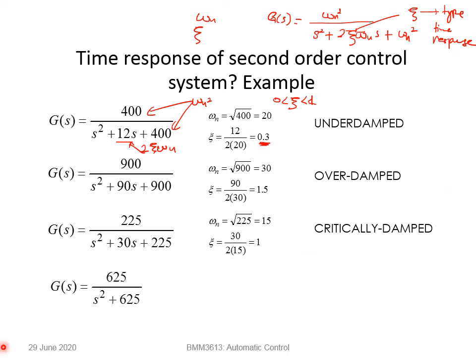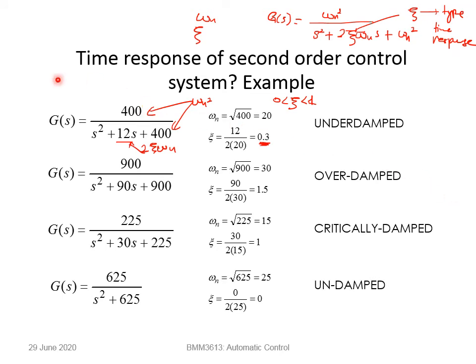And then finally, of course, this will represent the last case where we have omega n square equals 625. And do we have zeta here? So zeta is basically in the 2 zeta omega n s term. There is no term multiplied by s. So that term is 0, which means our zeta is 0. So we have omega n, the natural frequency, of 25 radian per second, but our zeta is 0. So we are now in the case of an undamped system with no damping ratio at all.